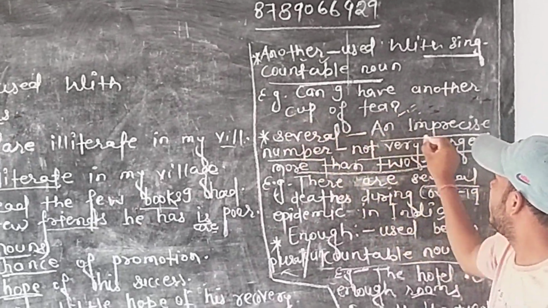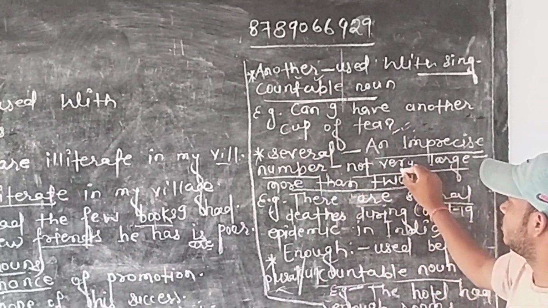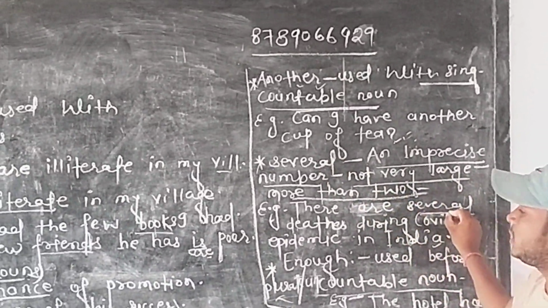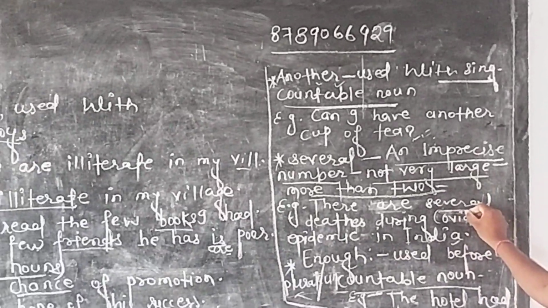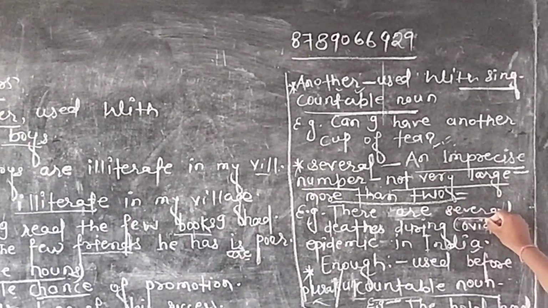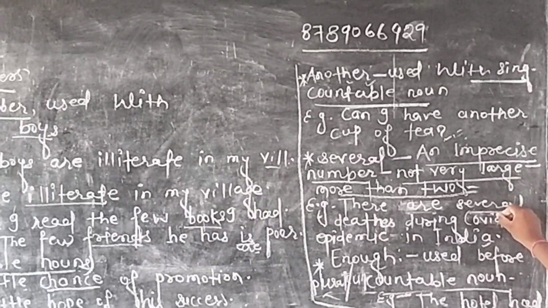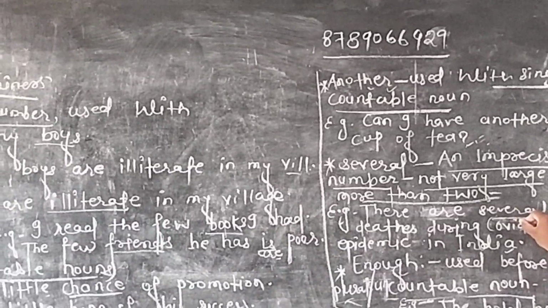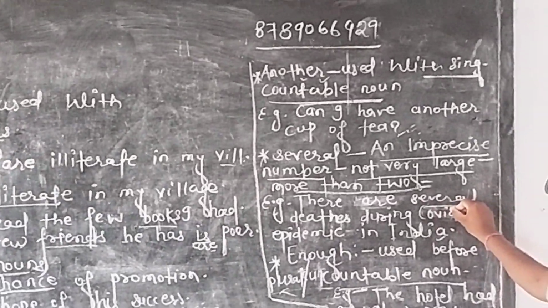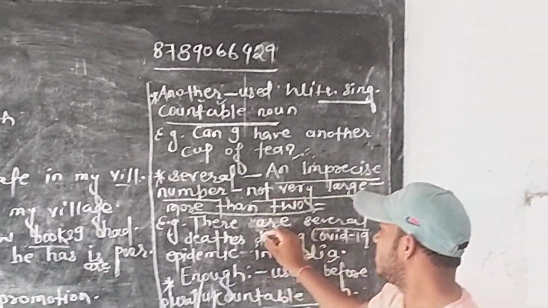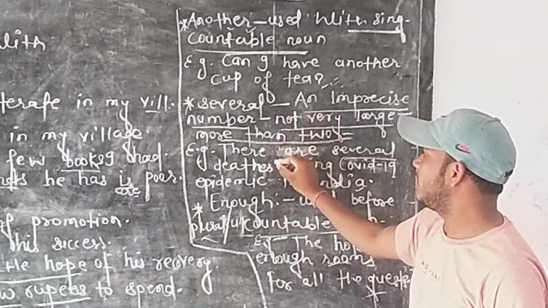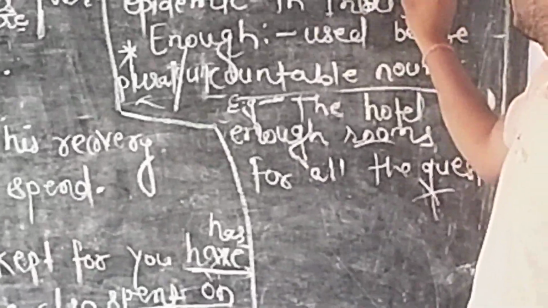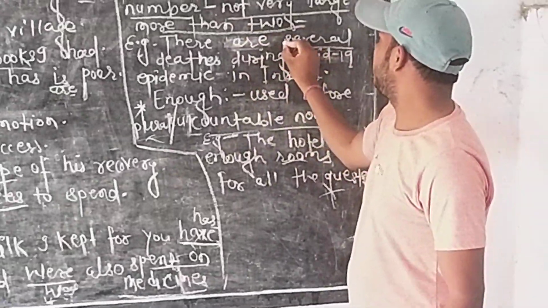And several means what? A number not very large, more than two. Actually, several is used to denote not very large. Our country has never faced this type of problems, which we are facing today. We are having loss of many lives also. There are several deaths during the COVID-19 epidemic in India. So you can see that deaths are more than two. That's why I have written several here.